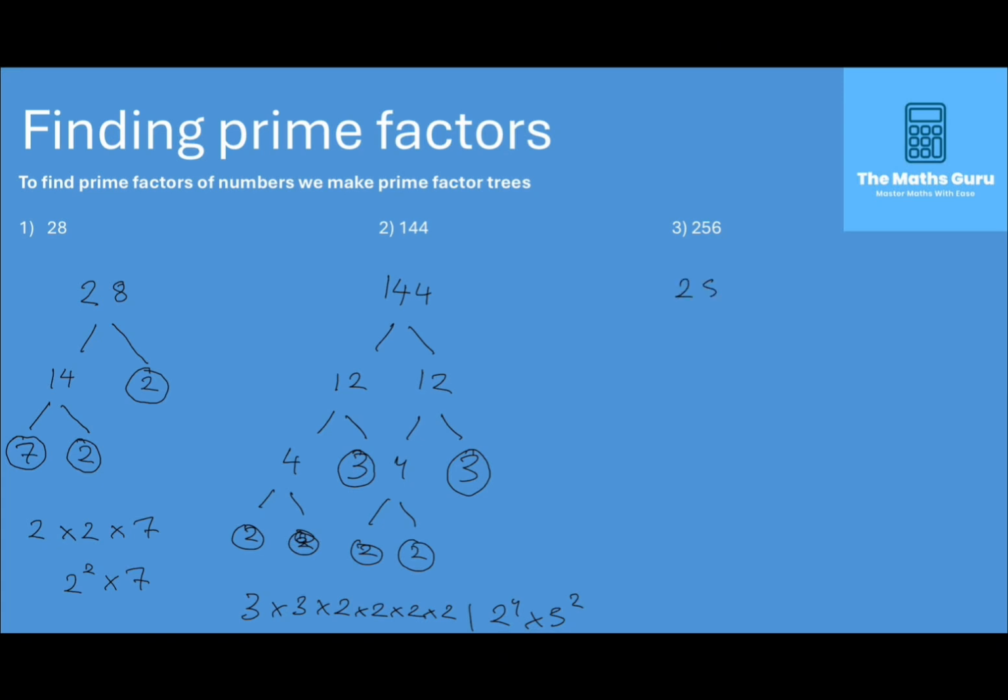Looking at 256, this one's going to take a bit of thought. 256 divided by 2 is 128. 128 divided by 2 is 64. So we have 64 and 2.